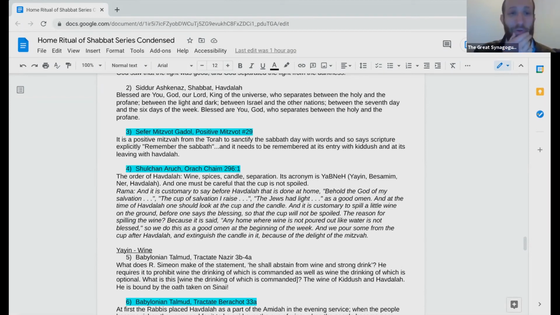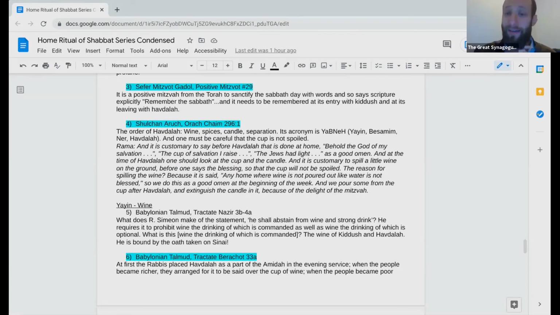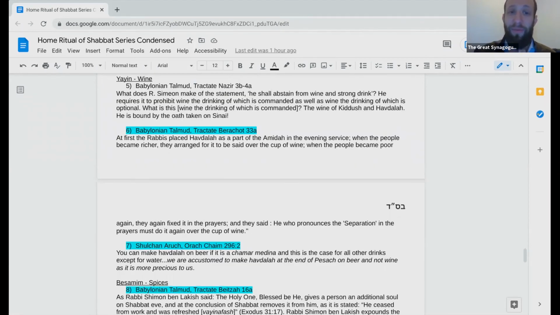Okay, source number 6. At first, the rabbis placed Havdallah as a part of the Amidah in the evening service. When the people became richer, they arranged for it to be said over the cup of wine. When the people became poor again, they again fixed it in the prayers. And they said, he who pronounces the separation in the prayers must do it again over the cup of wine. So this is, I think, a really interesting source about Jewish history and how the rabbis have to adapt and meet the needs of the Jewish people.